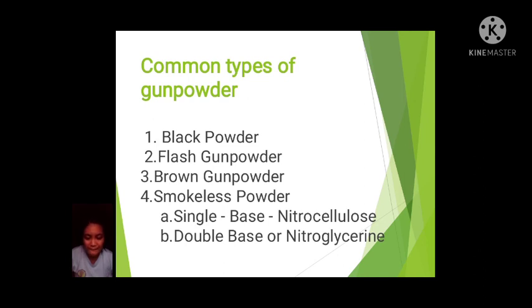We have the black powder or the oldest gunpowder; flash gunpowder, used for photography; brown gunpowder, also known as the prismatic gunpowder, it has a lower burn rate and is usually used in mounted artillery. Smokeless powder, that is made out of nitrocellulose or single base, and nitroglycerin or double base. That is the topic of the ammunition.